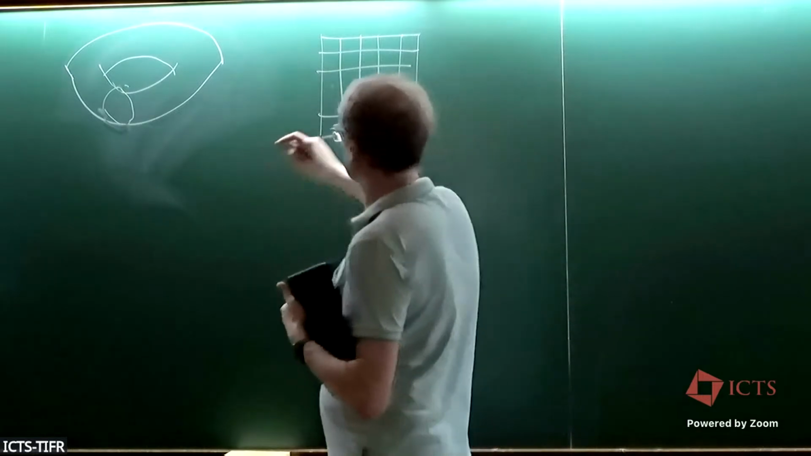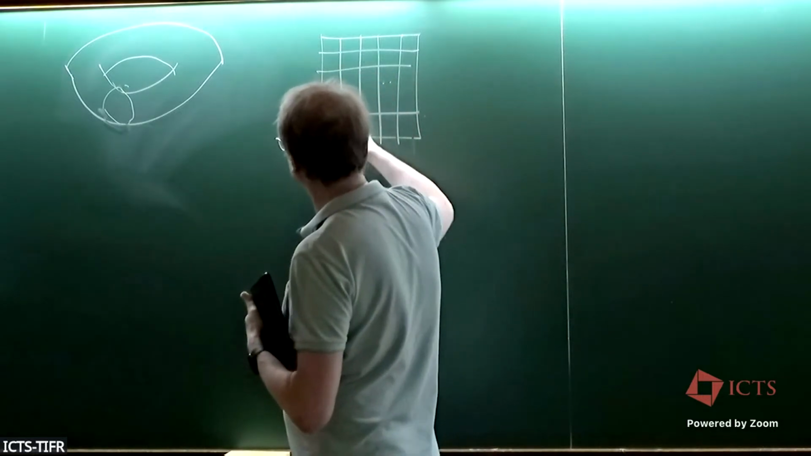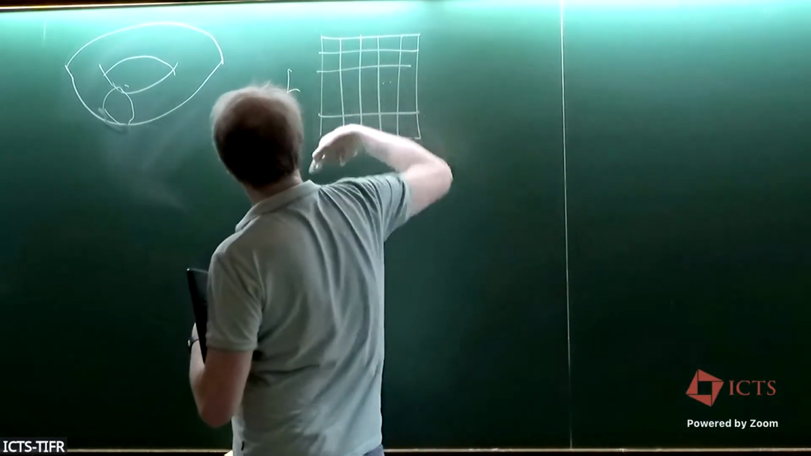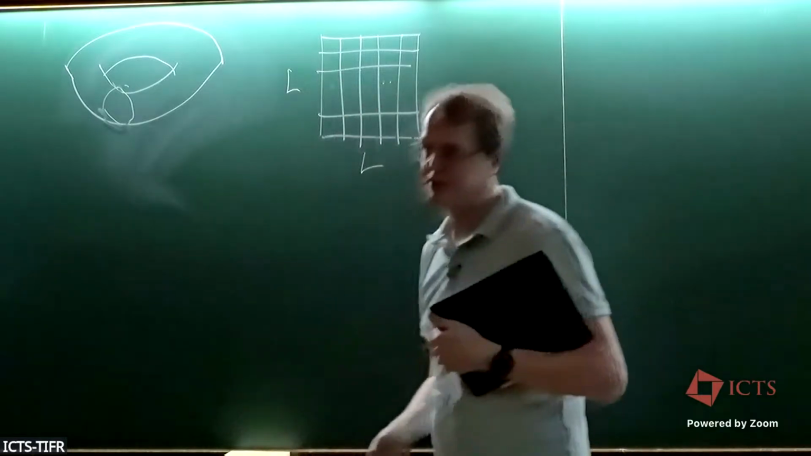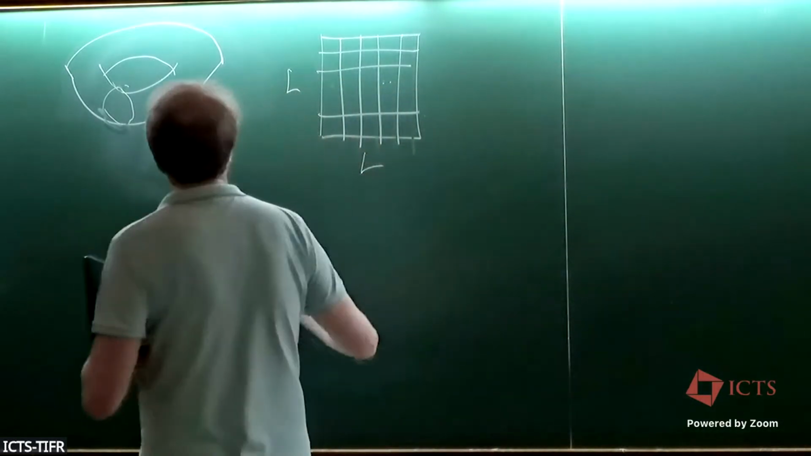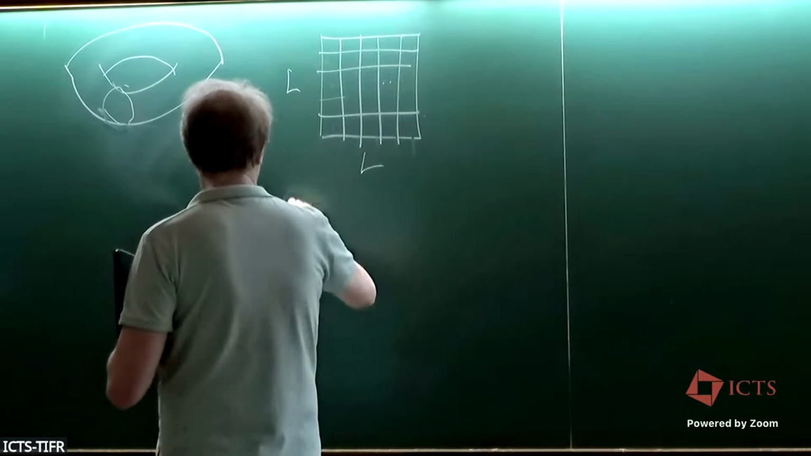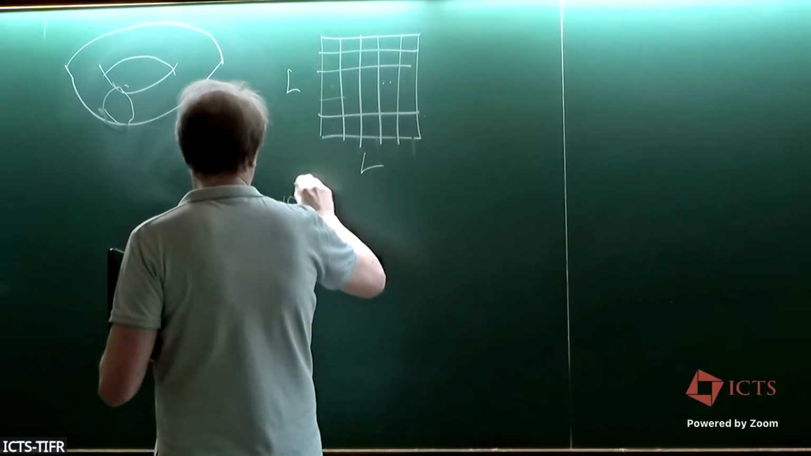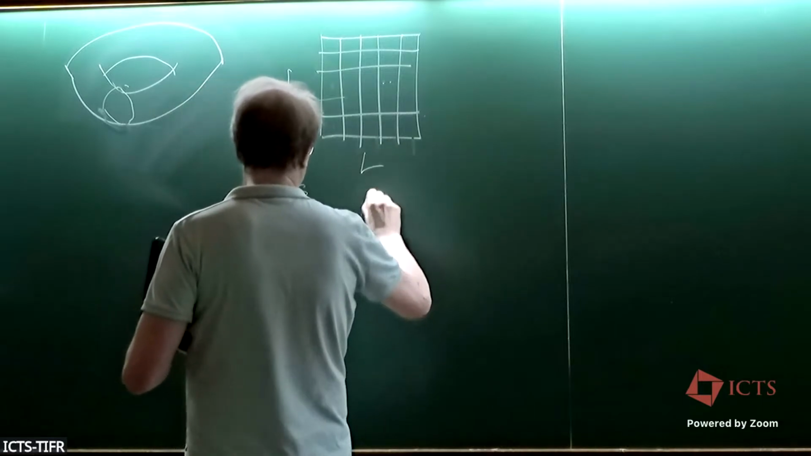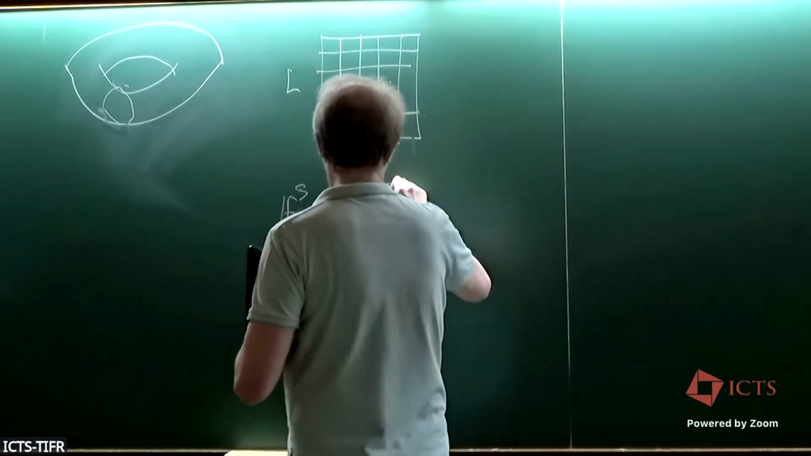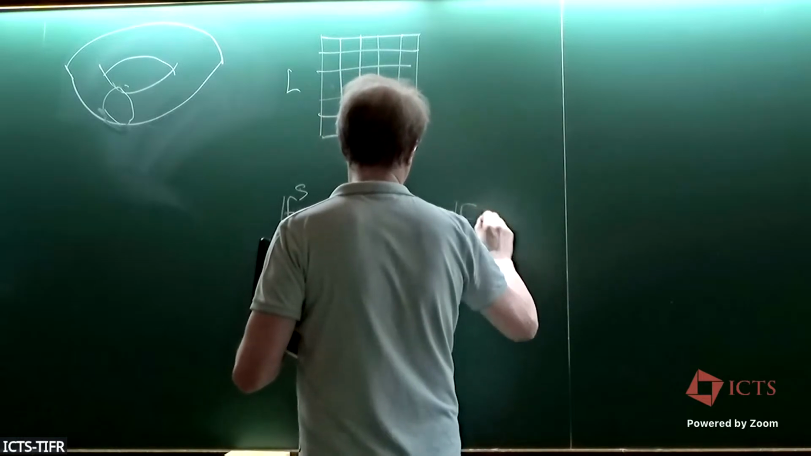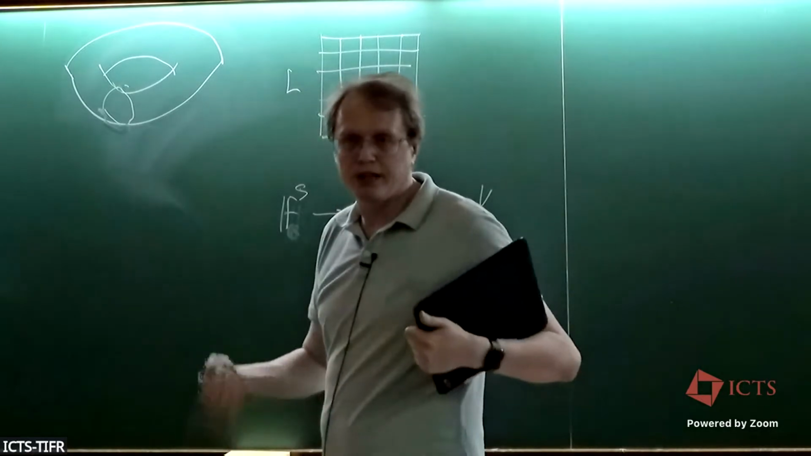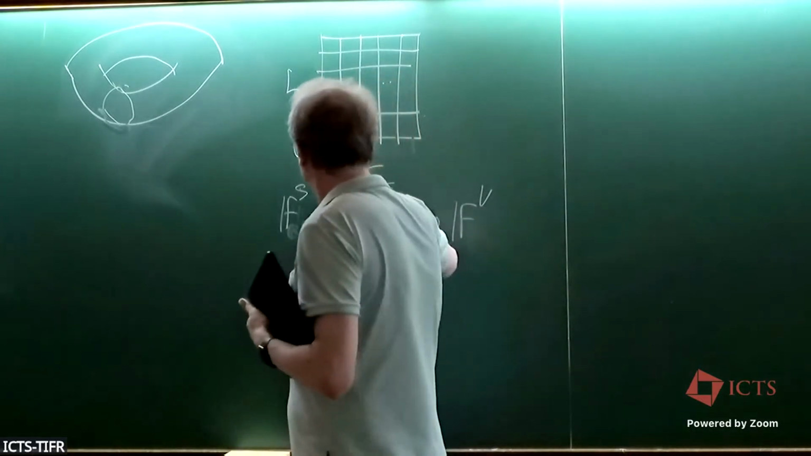So we have a torus, and we divide this torus into squares. Here we have L edges, and here we also have L edges. We consider this chain complex. We have squares, we have edges, and we have vertices. And as before, we have the standard boundary maps.